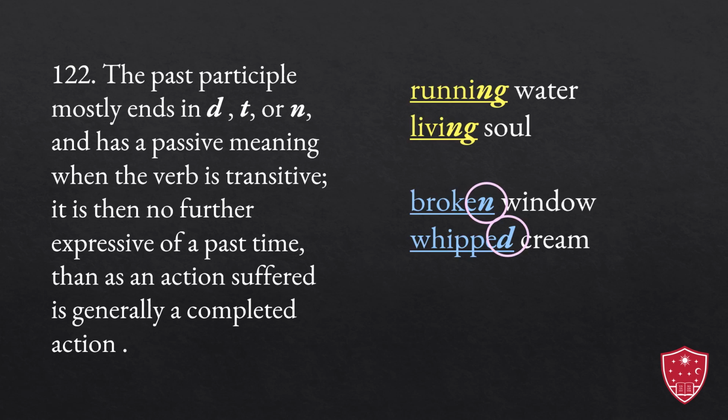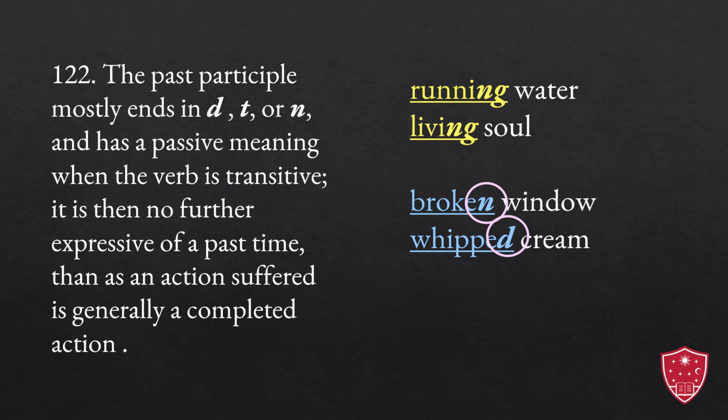If we look at the examples of the past participles in blue on the right, you can see that broken ends in the letter N, just as the rule says, and whipped ends in a D, just as the rule says. And I've got those circled with pink circles. So we can see that the past participle mostly, again, not always, but most of the time, ends in D, T, or N. We see that in broken and whipped.